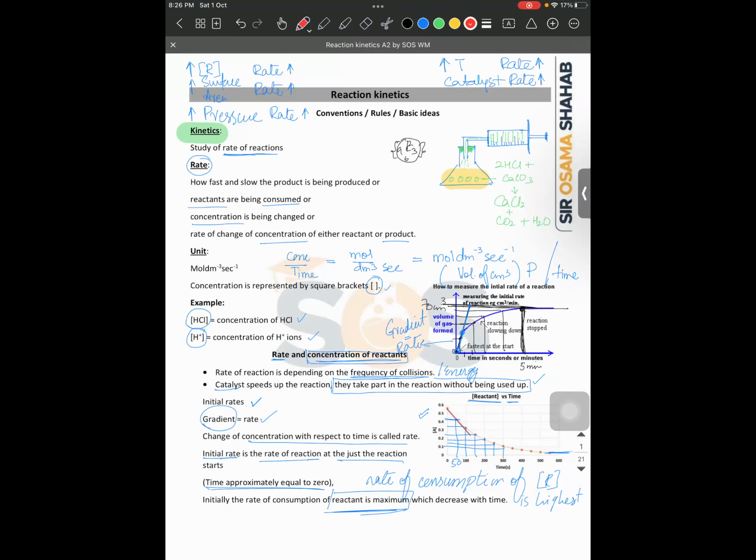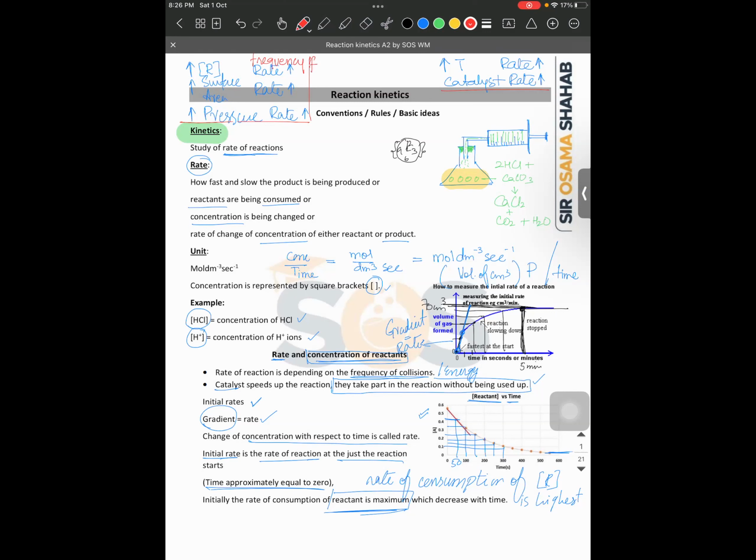So what is the difference between these 3 and these 2? What is the difference over here? The difference is that these 3 are actually increasing the frequency of collision. These 3 are always increasing the frequency of collision, right?